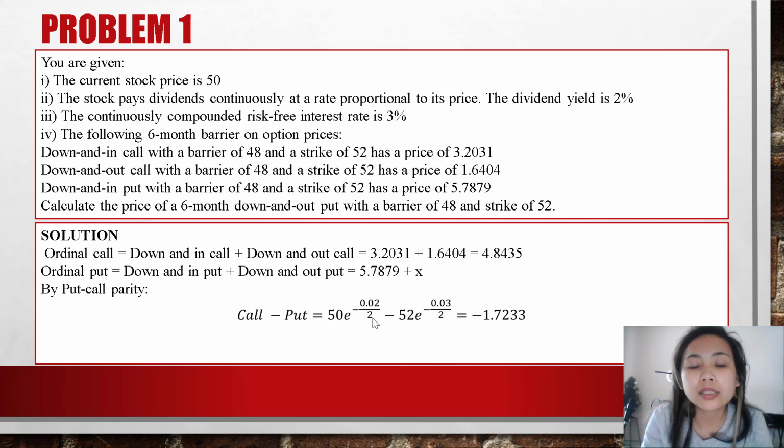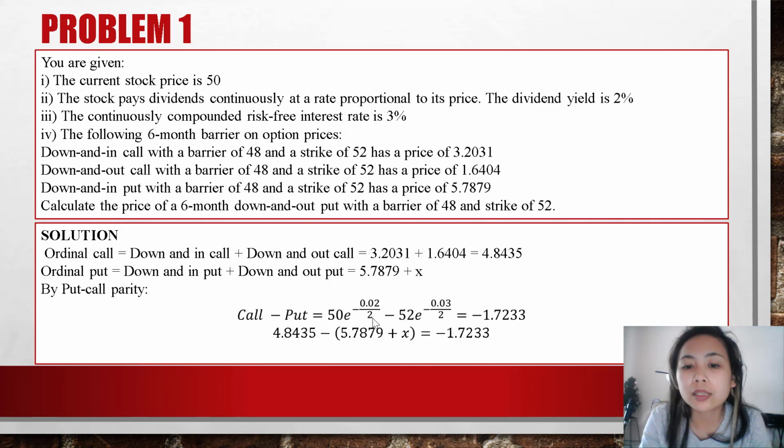Now the call price is given at 4.8435 and the put price is 5.7879 plus X. So from here we have a new equation, but this is simply a linear equation of X. So we got X is 0.78.